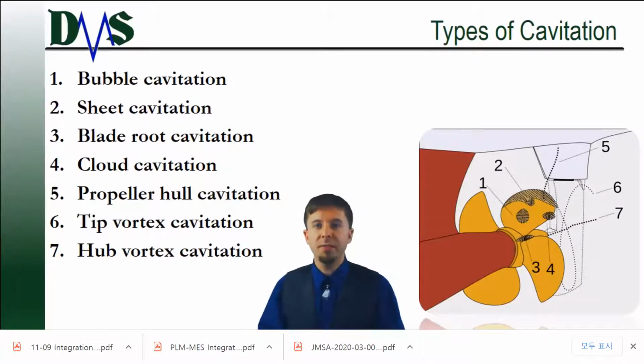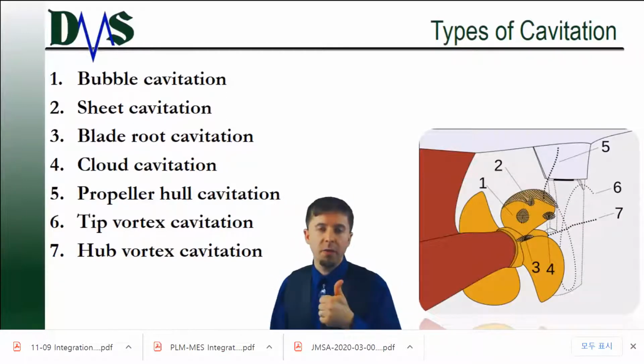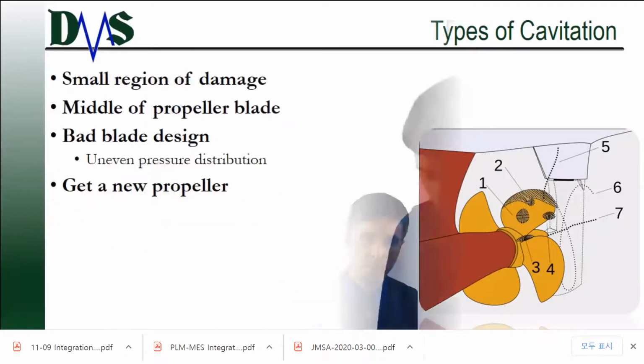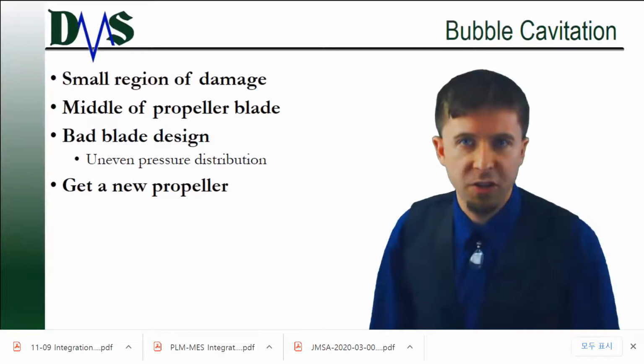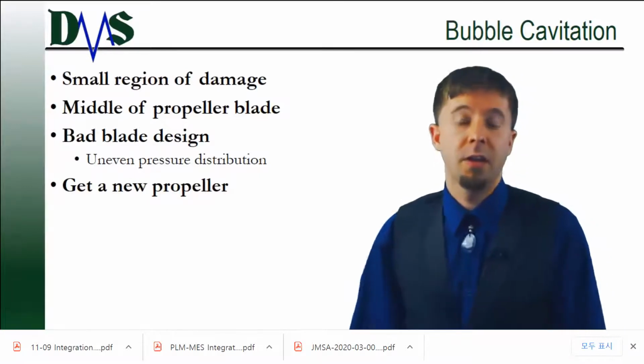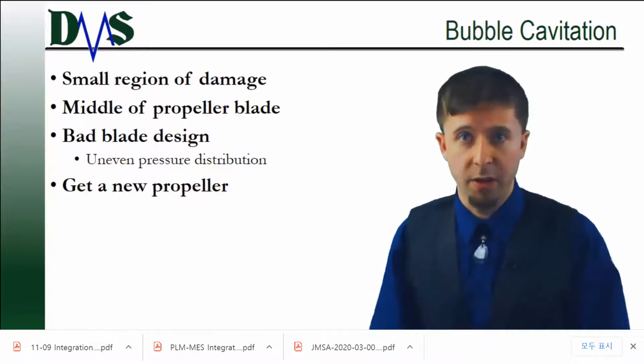For this reason, we classify the different types of cavitation based upon the section of the propeller that generates those bubbles. I'm going to focus on two major types of cavitation: bubble cavitation and sheet cavitation. Bubble cavitation shows up as some small region of damage in the middle of the propeller blade. Now, the key here is it's a small region that's clearly isolated from the rest of the blade.